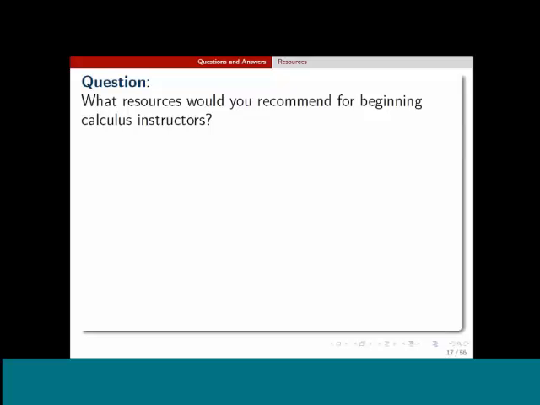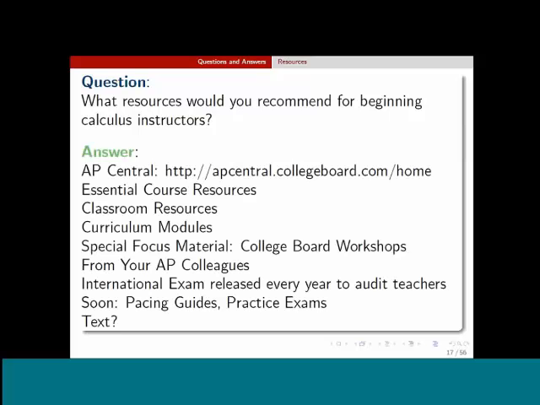Okay, that's topic one. Here's one of the questions that came up a lot. What resources would you recommend for beginning calculus instructors, and not just beginning calculus instructors, but what resources would you recommend? So here's a couple of things I would suggest.